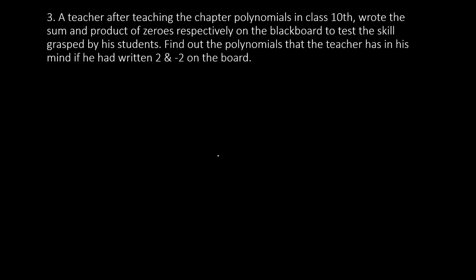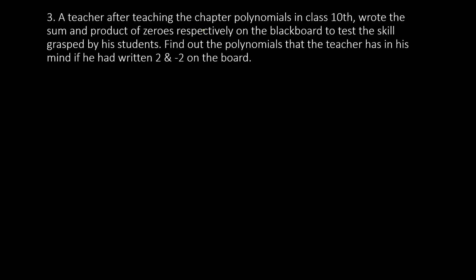The third question. A teacher, after teaching the chapter Polynomials in class 10th, wrote the sum and product of zeros respectively on the blackboard to test the skill grasped by his students. Find out the polynomial that the teacher has in his mind if he had written 2 and minus 2 on the board.